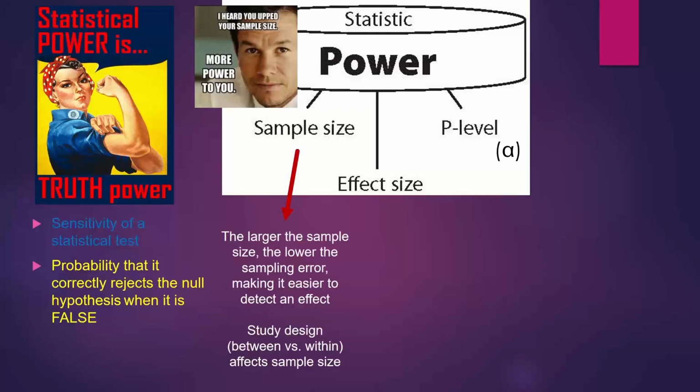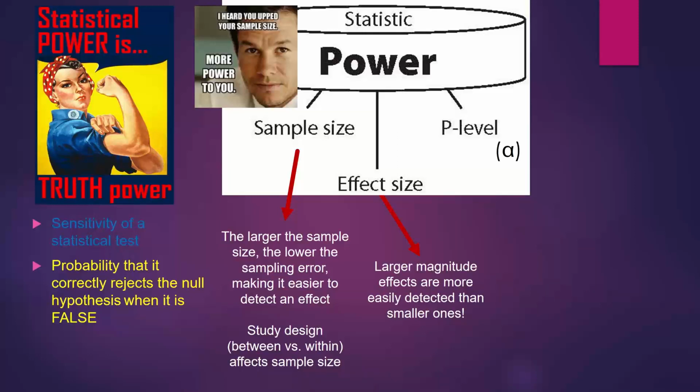The larger the sample size, the lower the sampling error, making it easier to detect an effect. Typically, study design, between versus within subjects, affects sample size. If you're doing a within subjects design, and you have the same number of subjects as you would for a between subjects design, the within subjects design is going to give you more power.